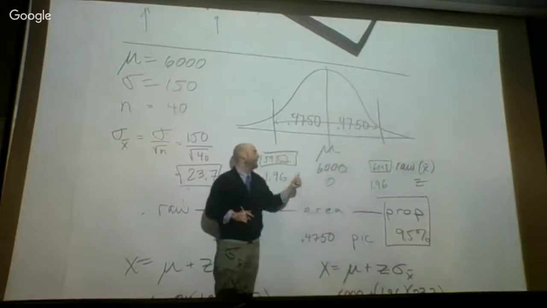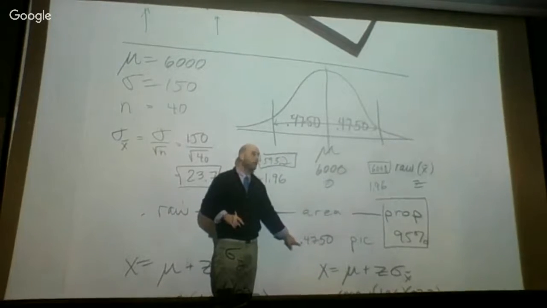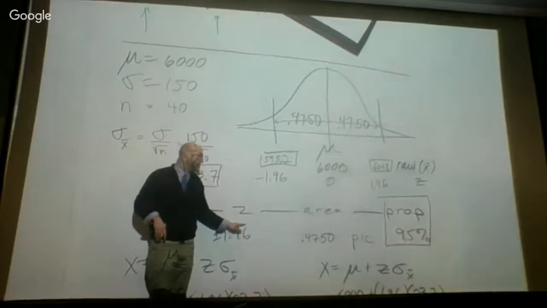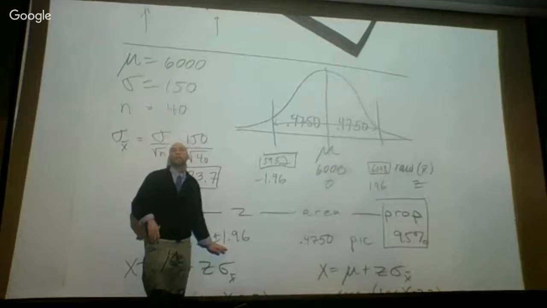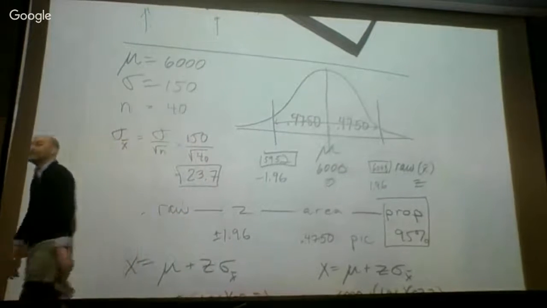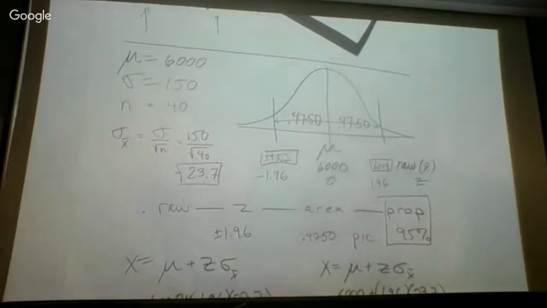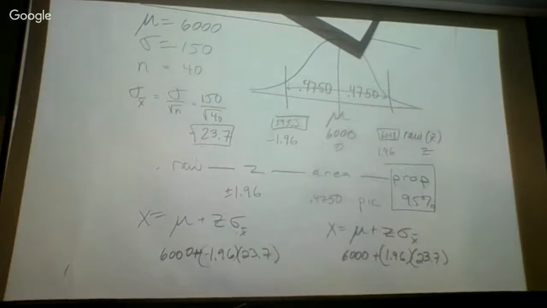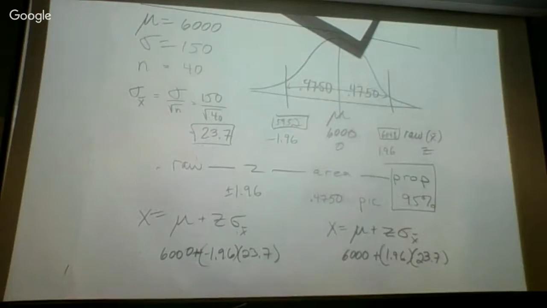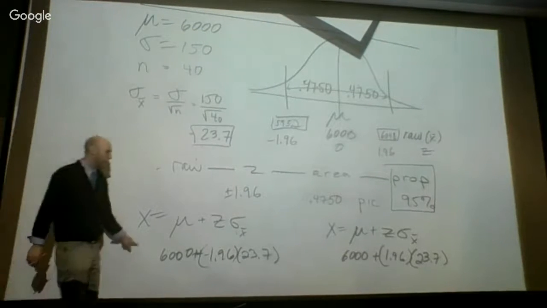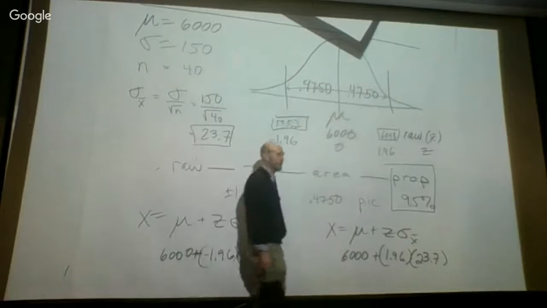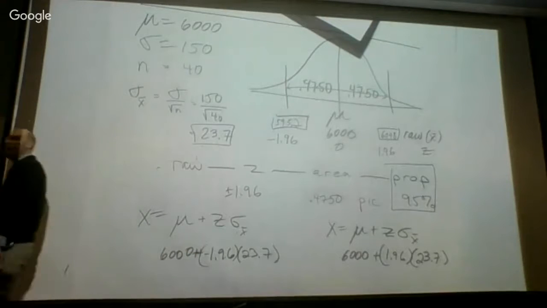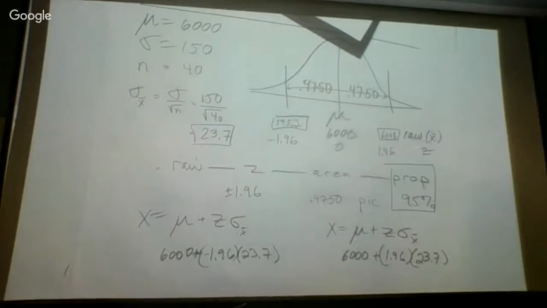That's my area, 0.4750. I went to my table and turned that 0.4750 into a z-score, which is plus or minus 1.96. And then I used that formula, x equals mu plus z times sigma. In this case, x equals mu plus z times the standard error, sigma sub x bar, in order to find my lower bound, 6,000 minus 54, and 6,000 plus 54. It's the same process we've been doing in Module 8, except we're using standard error instead of standard deviation.